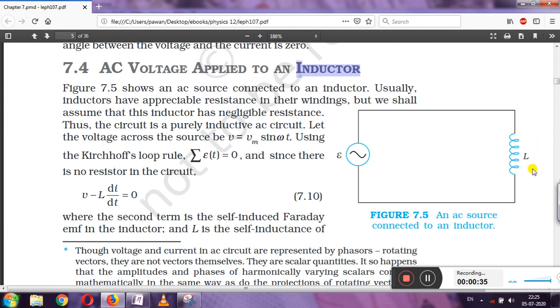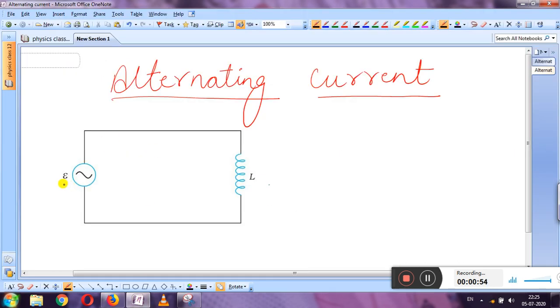Of that inductor, inductance is capital L, and across it we connected one AC voltage source, which you can see here. E is the instantaneous value of alternating voltage, although in the previous case we have taken capital V. So it depends up to you whether you are taking E or V. It doesn't make a difference. At any instant we will consider positive sign here and negative sign here.